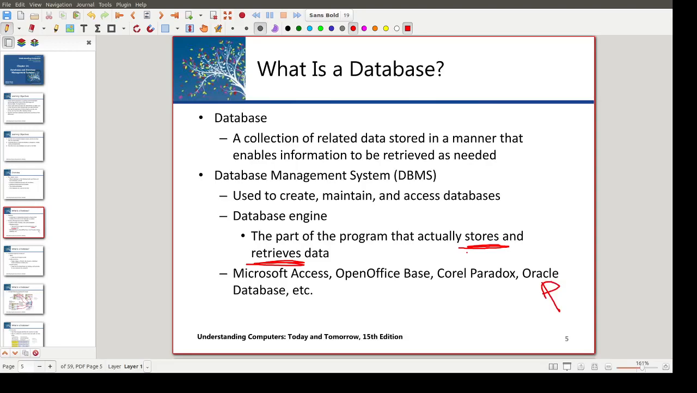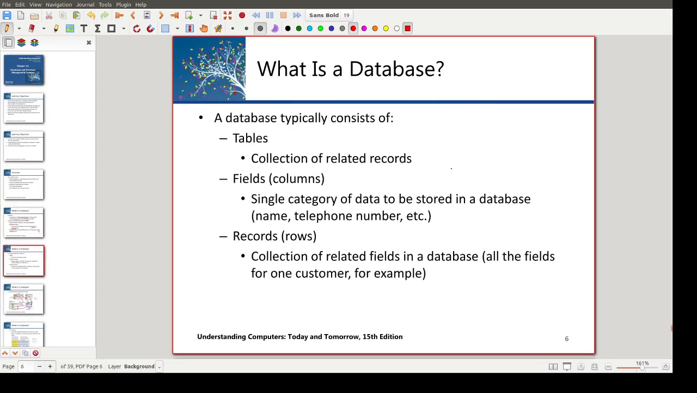Okay, so this is a database used to store data in a manner that enables information to be retrieved as needed. So this is what you must have in your database. So what are the components inside databases? A database typically consists of tables, which means every table is a collection of related records.